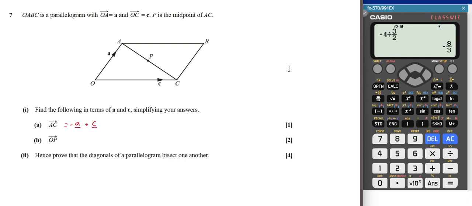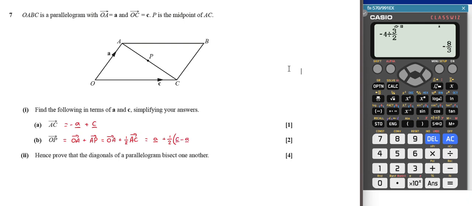O to P, let's find a journey to do that. So O to P, I could go from O to A. And then I could go from A to P. And then I know that A to P, because we don't know what that is yet, but I do know that that's half of A to C. O to A is A plus a half of C minus A.